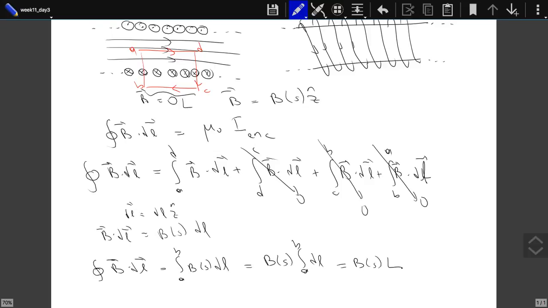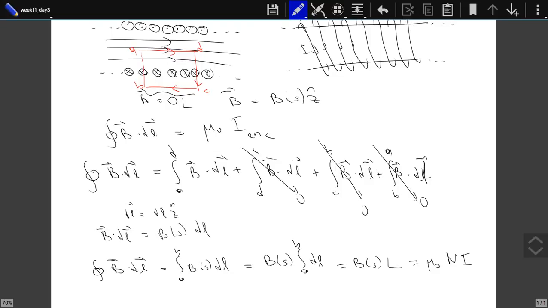Then we know that there is a current running through it. Let's say there are n wires inside my rectangle. Each one of those wires carries a current I. There are n wires going through my rectangle, so the enclosed current is n times I. Of course, it can be positive or negative, and we have to determine it by using the right-hand rule. Just take your right hand, curl your fingers in the direction of your loop, then your thumb points in the direction of the positive current.